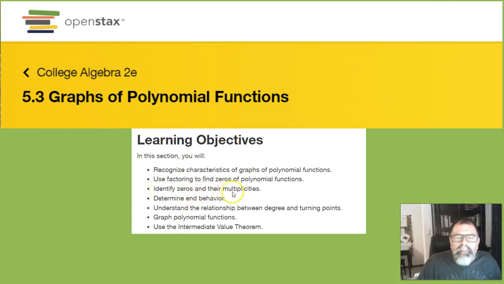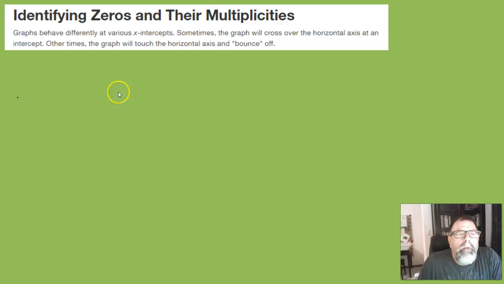Identify zeros and their multiplicities. Identifying zeros and their multiplicities. Graphs behave differently at various x-intercepts. Sometimes the graph will cross over the horizontal axis at an intercept. Other times the graph will touch the horizontal axis and bounce off.